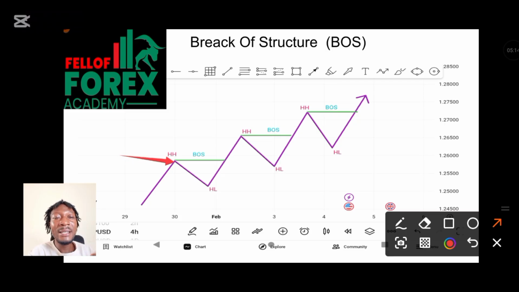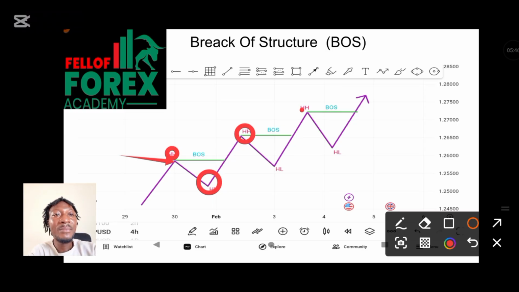Now, there is something you see here, the green line. We call it BOS, break of structure. Okay, so we'll talk about break of structure. Break of structure simply means where you have higher highs, HH. This point is a structural high. This point is a structural low. So if price breaks the structural high in an uptrend, we call it a break of structure, because price is moving in an upward direction. Anytime price breaks the recent structural high, we call it a break of structure.